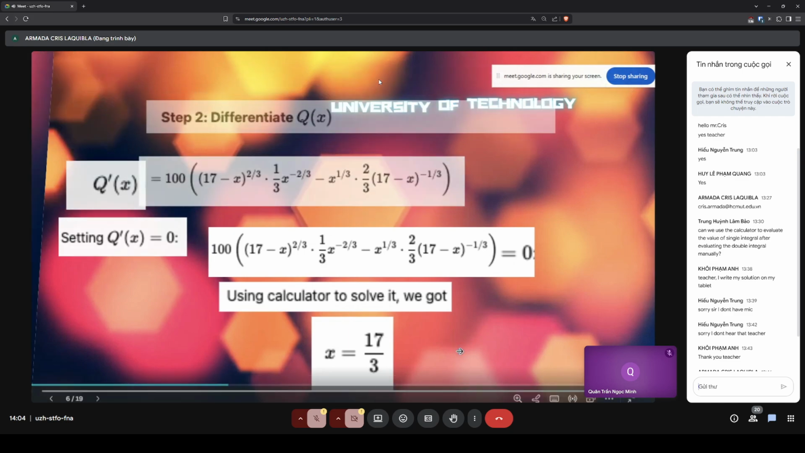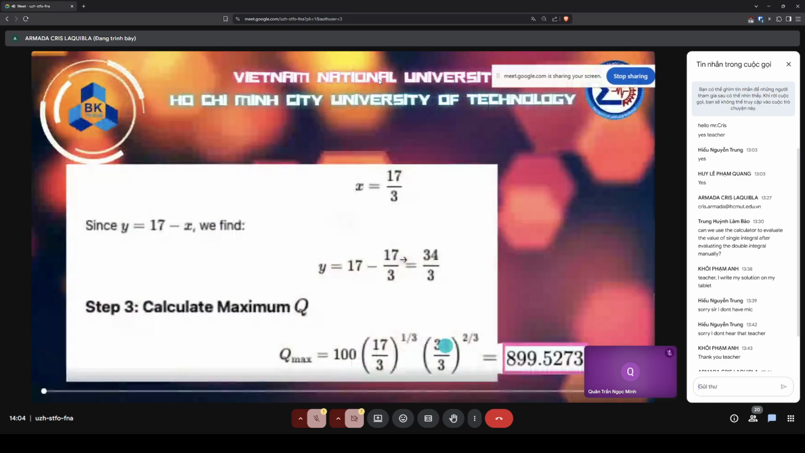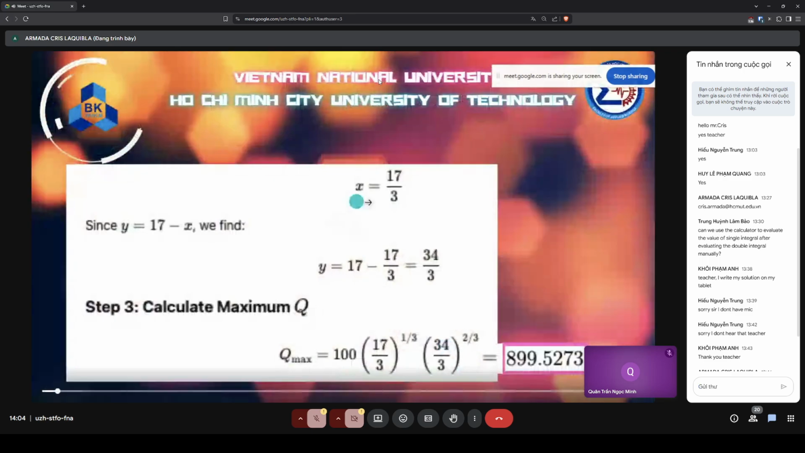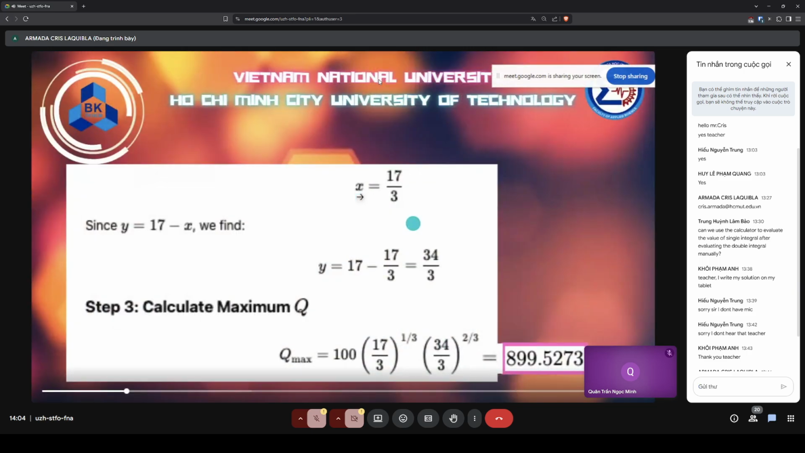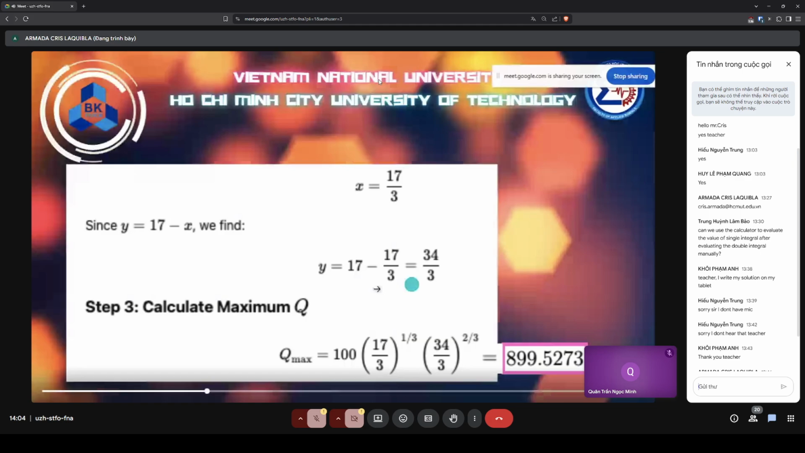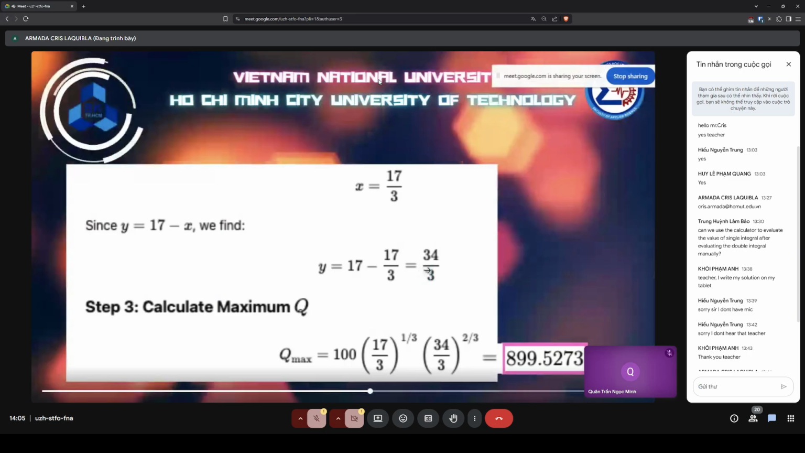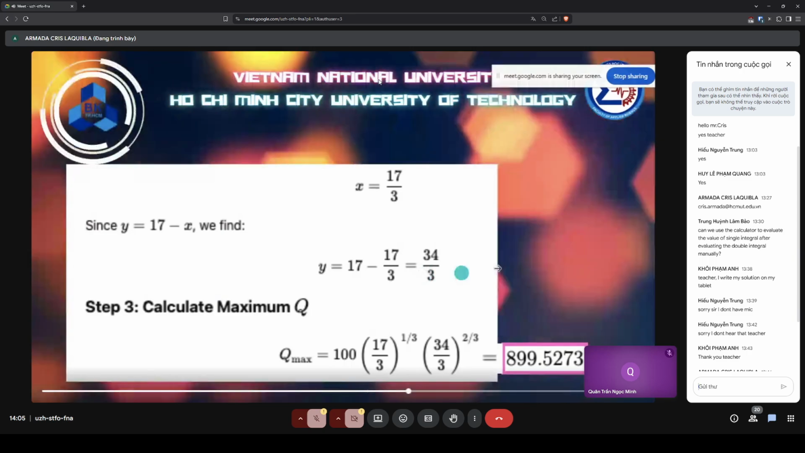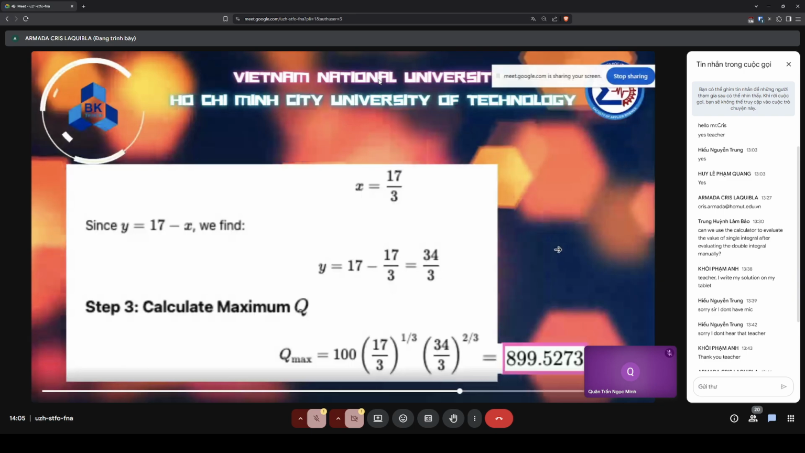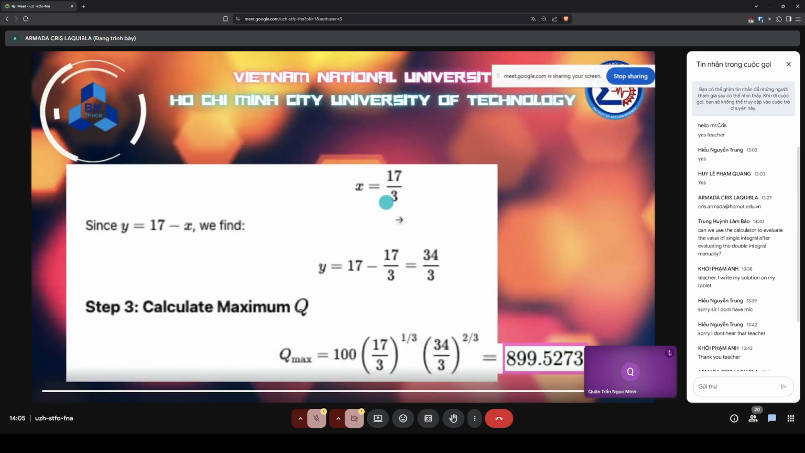Okay? And then, since this is your x, class, and your y is 17 minus x, substitute it here in your constraints, and you can get the value of your y, 34 over 3. Now, combining x and y here, this is now your critical point. You remember it? It is now your critical point, right? We take the derivative of our q with respect to x, and then we equate that to 0. And then after that, we can get these 2 points.